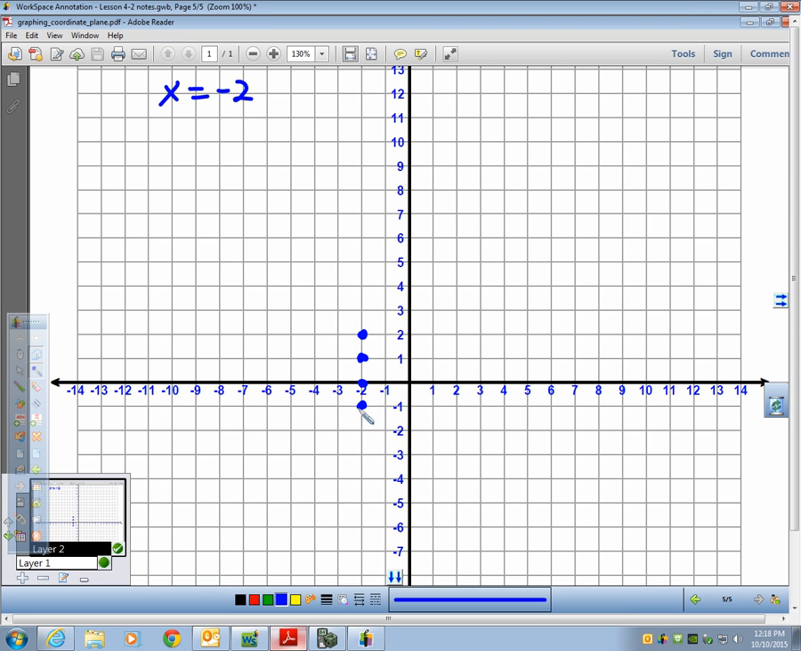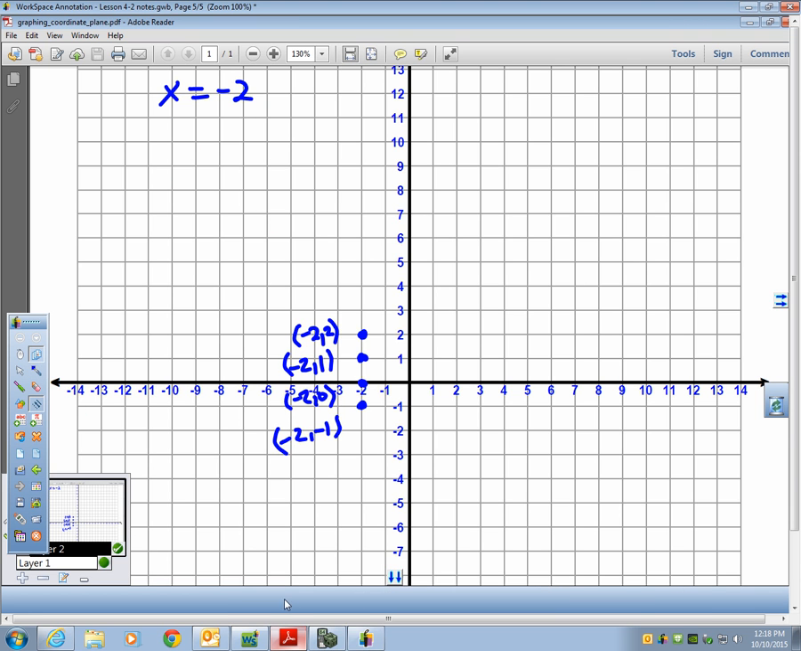Now, what's changing? The y value changes. Let me write these ordered pairs. This would be -2, 2. And this point would be -2, 1. And this point would be -2, 0. And this point would be -2, -1. You notice how the y values are changing, but x is always -2. The line for x equals -2 would just be a vertical line where x is always -2.